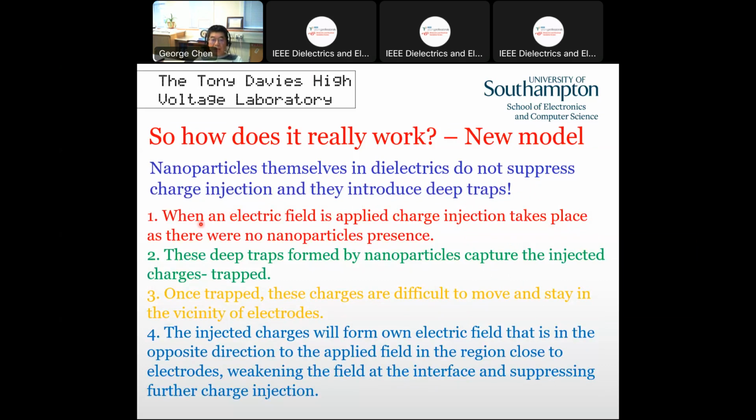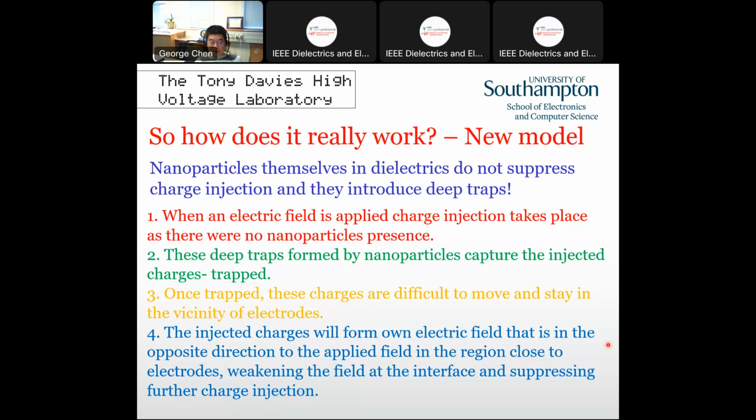In the first step, when we apply a high electric field to such a material, charge injection takes place. In the second step, because of the deep traps formed by nanoparticles in the system, the deep traps capture the injected charge, so we call it trapped. Once charge has been trapped, these charges are difficult to move because they need high energy to move around, and therefore they stay in the vicinity of the electrode.